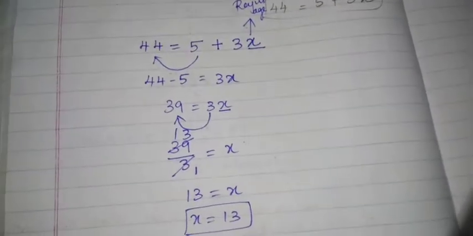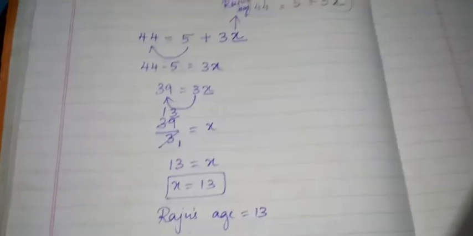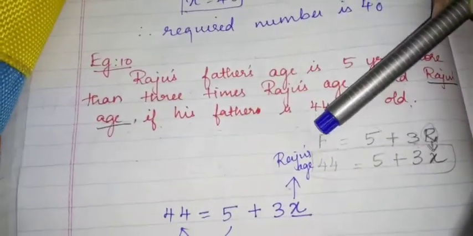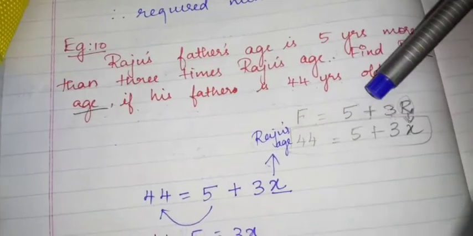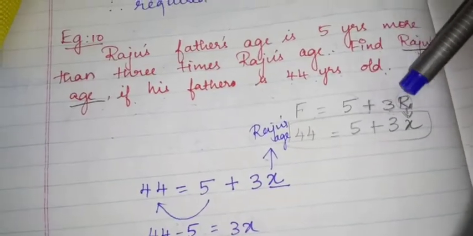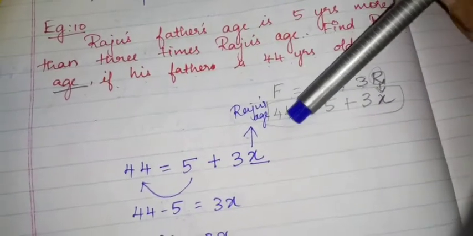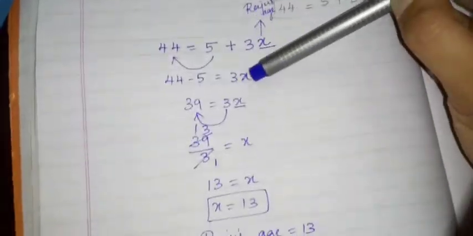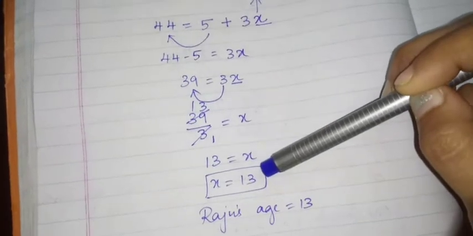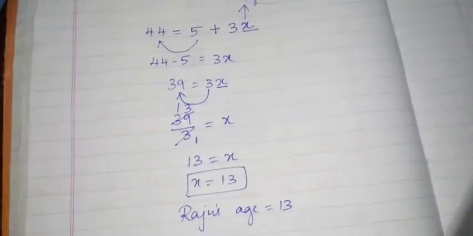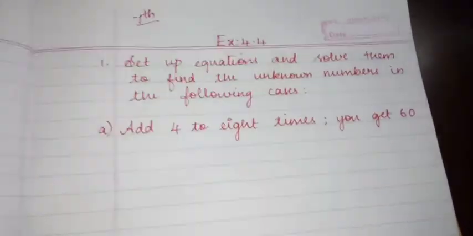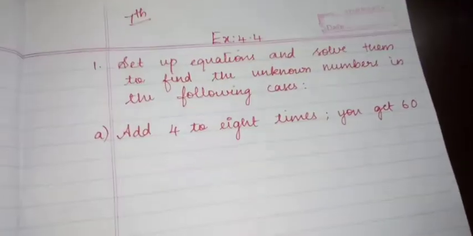Okay, so we found the value of x. So Raju's age is what? 13. See, listen children. Raju's father's age is 5 years more than 3 times Raju's age. Raju is x years. Father is 44 years. By using this, I found the value of Raju's age, which is 13 years. Understood? Next, we'll deal with our exercise 4.4.